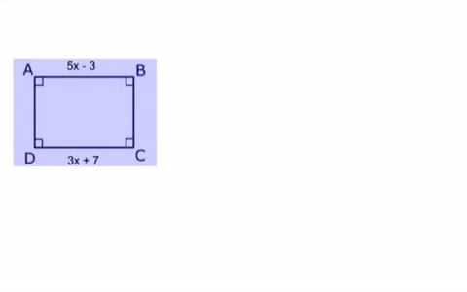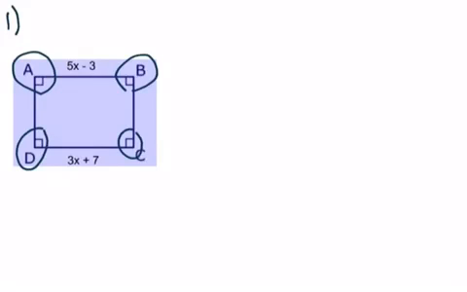Okay, so the first thing we want to do when we're looking at these problems is we want to decide what kind of quadrilateral we are looking at. And in this picture, we can see that it is a rectangle because there are 4 right angles, and you can also see that the opposite sides are congruent to each other. So we're going to say rectangle.